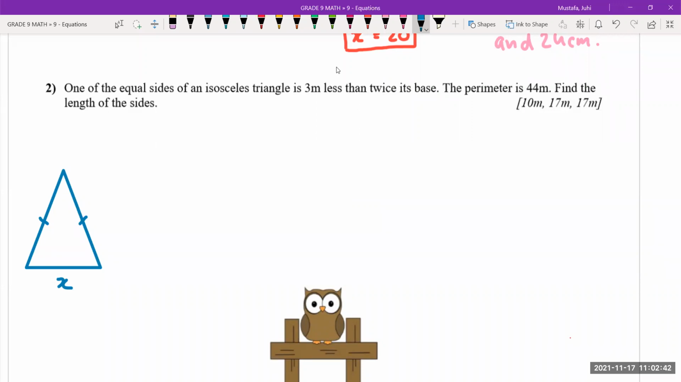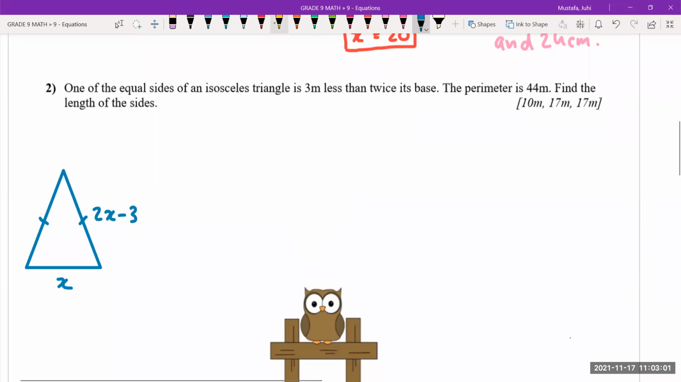Remember what I said last time. Anytime you have the words less than, you flip the order. You first write twice the base, and then you put a subtraction sign, and you put 3 meters. That's my hint to you. So what do you think? You got it? Yeah, it's going to be 2x minus 3.